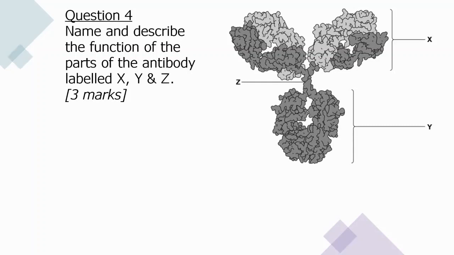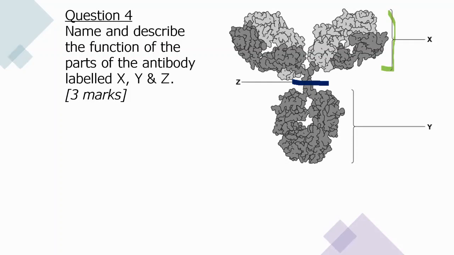Question 4. Name and describe the function of the parts of the antibody labelled X, Y and Z. Now this antibody looks a little bit different to the structures we've looked at previously, but don't let this faze you. So first we have X. So we know that X is in fact identifying the variable region, and this is the region where the specific antigen binds to the antibody. We then have Z, so Z here is identifying the hinge region, and this is what allows flexibility within the antibody.